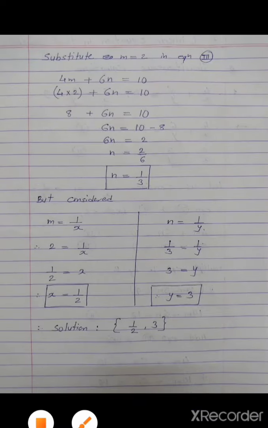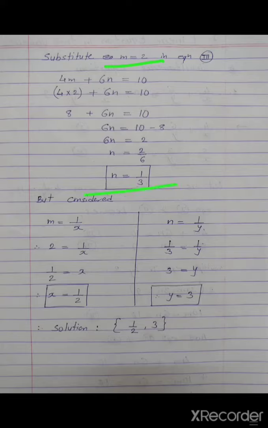So from that, I get the next equation. Here I write equation number 3 as it is. Then I substitute m equal to 2. So 4 twos are 8. Take this 8 to the other side. When it gets subtracted from 10, you will get 2. Now take this 6 to the other side. So 2 upon 6 is equal to 1 upon 3. So now we get the value of m as well as n.